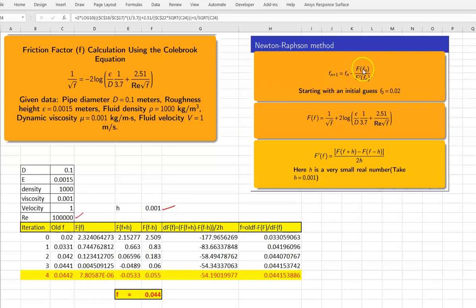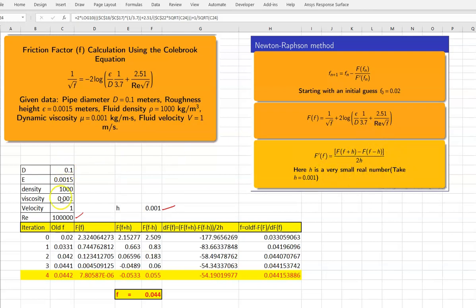That F of f(n) is the functional value, written here. From the Colebrook equation we get the functional form: 1 by root f plus 2 log of (epsilon by d times 1 by 3.7 plus 2.51 by Reynolds number times root f). Now the derivative we can easily calculate by the central difference scheme. So F dash of f is equal to F of (f plus h) minus F of (f minus h), divided by 2h. Here h is a very small number.